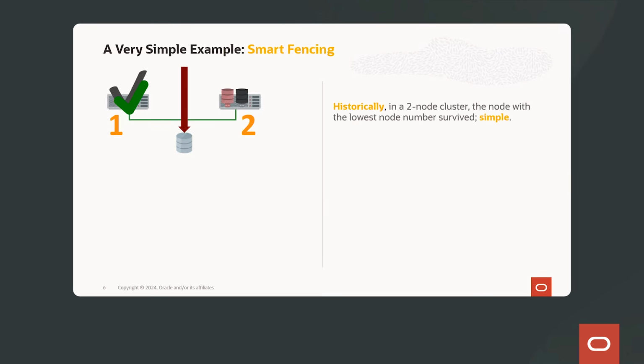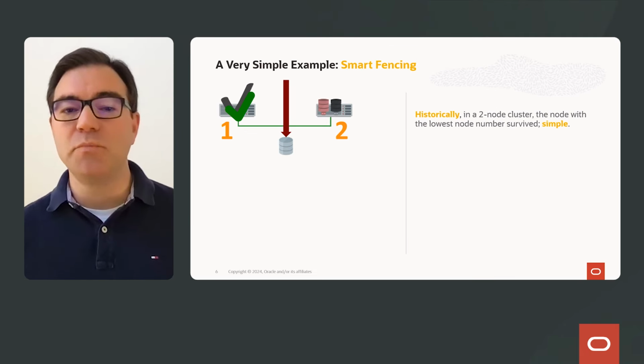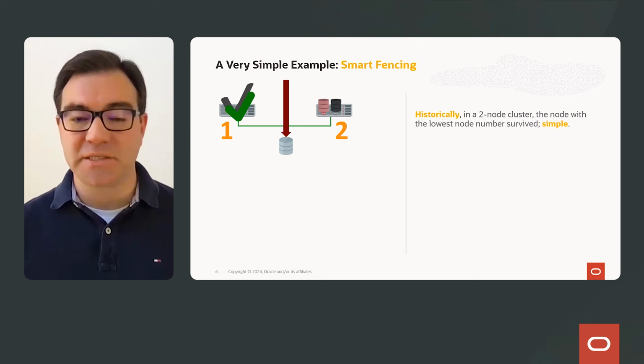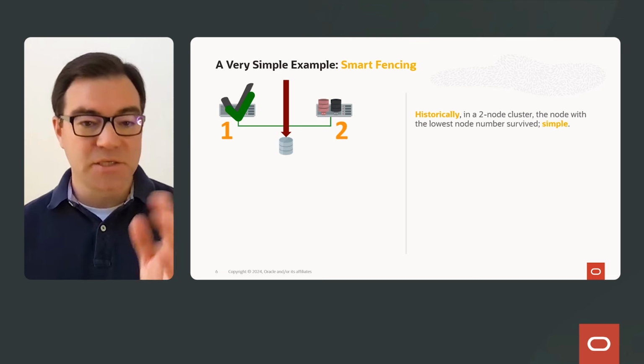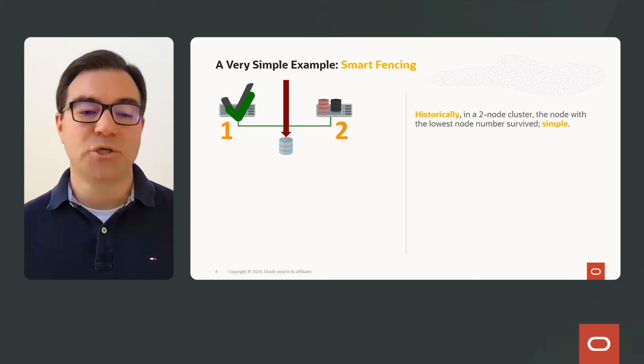I want to give you a very simple example. Historically, in an Oracle cluster where 2-node cluster, the node with the lowest node number would survive fencing. Now, fencing describes the forceful removal of a node in a cluster if there's, for example, a communication interruption, as shown here in my picture on the left with the down arrow in red.